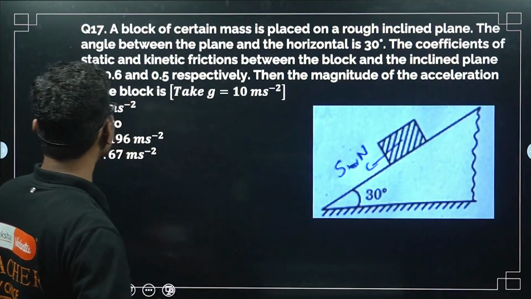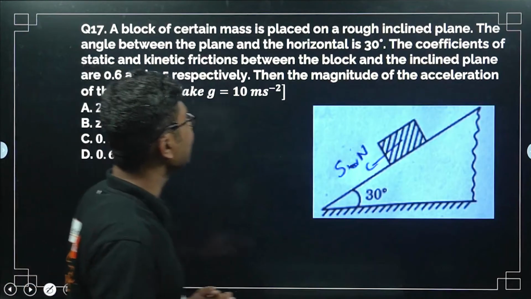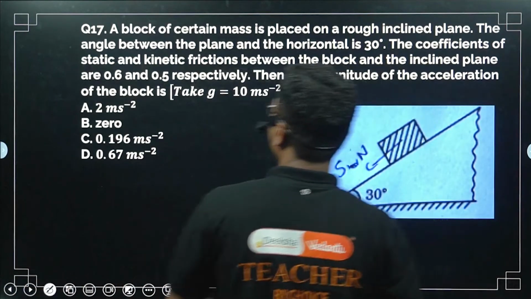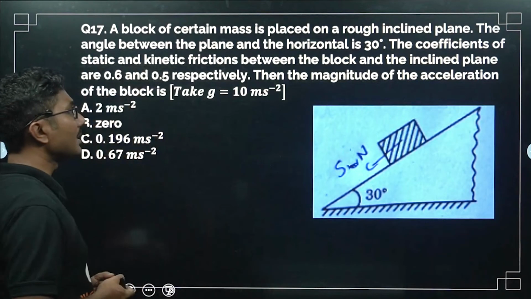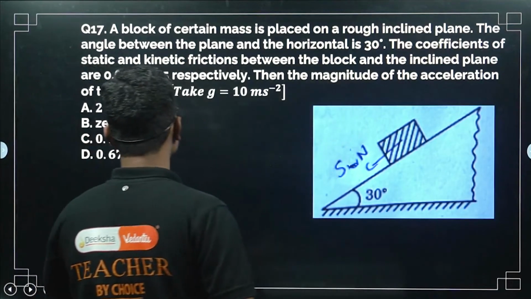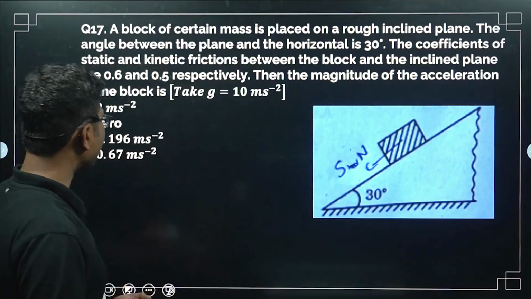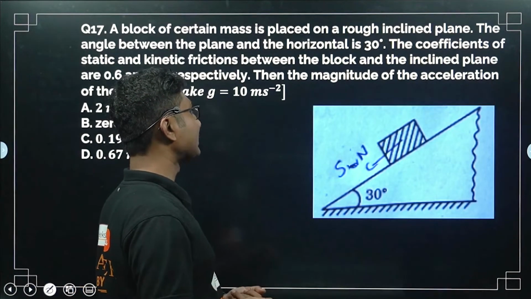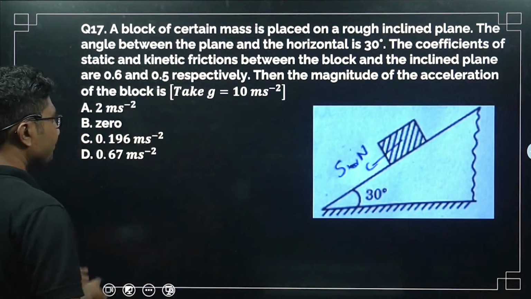Next, question number 17. A block of certain mass is placed on a rough inclined plane. The angle between the plane and the horizontal is 30 degrees. The coefficients of static and kinetic friction between them are 0.5 and 0.6 respectively. The magnitude of the acceleration of the block is?